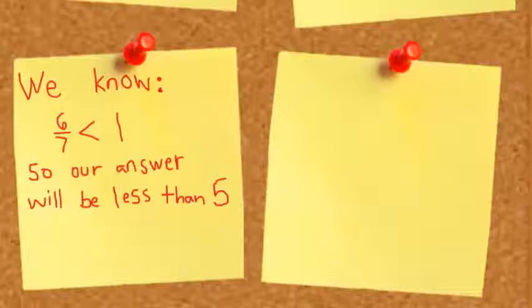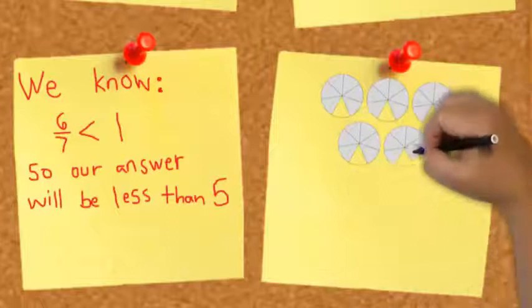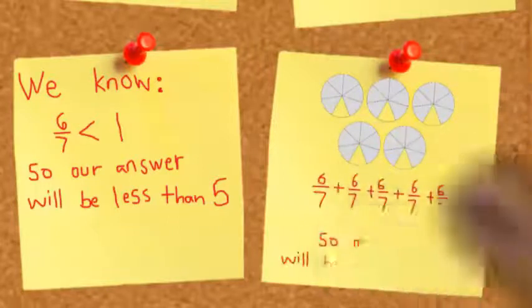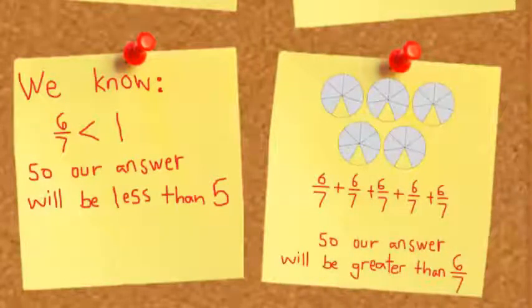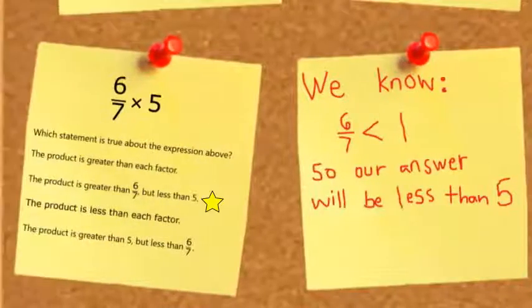I can also tell that since I have 6/7 5 times, it must be greater than 6/7 because I have 5 of them. So our answer is greater than 6/7 but less than 5.